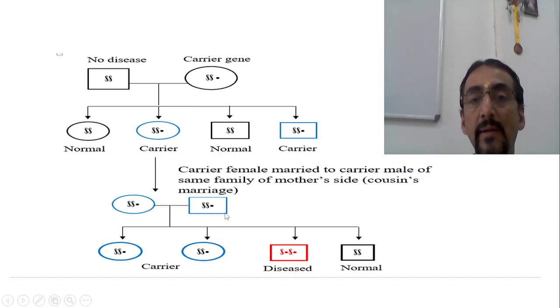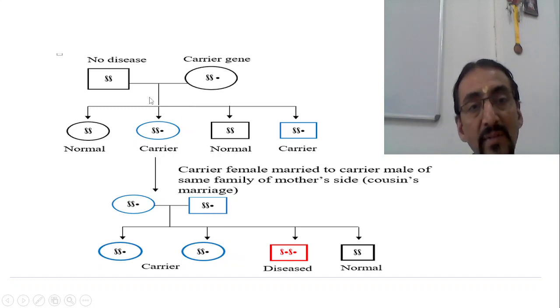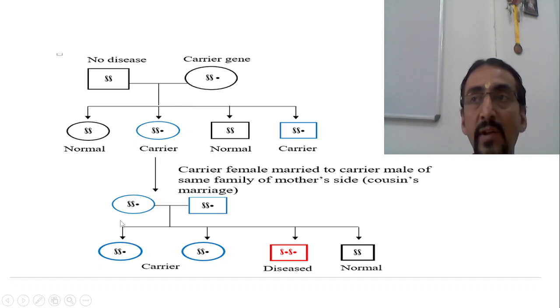This is what happened. As they basically belong to the same family, he is carrying this particular carrier gene here also. She is also having the same family background, so she is carrying this carrier gene here also. Now when these two fall in love and marry together, this is a granddaughter of this particular female and this is a grandson of this particular male, then they marry together.